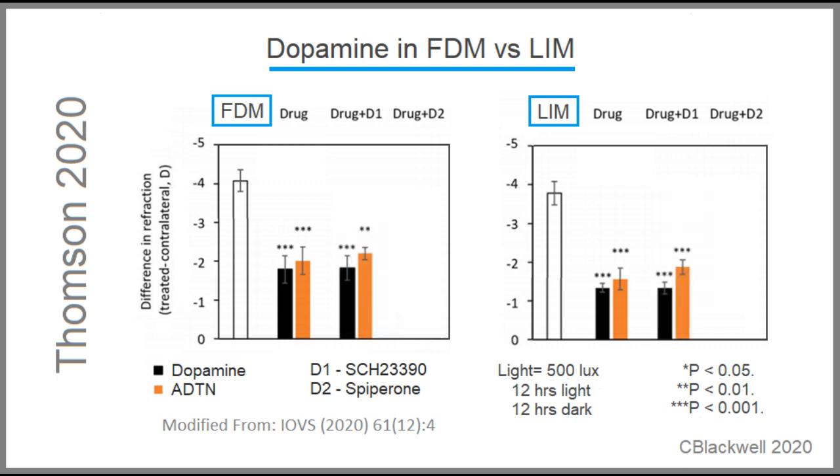Injecting the agonist and a dopamine 1-like receptor blocker did not affect the result. Injecting the agonist and a dopamine 2-like receptor blocker about negated the result, suggesting that both forms of induced myopia are moderated by dopamine 2-like receptors. What does that mean?